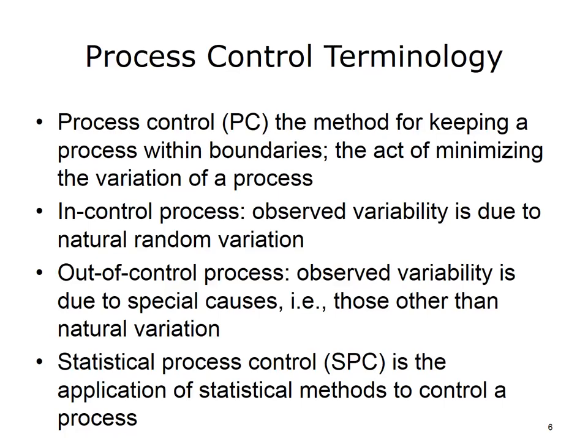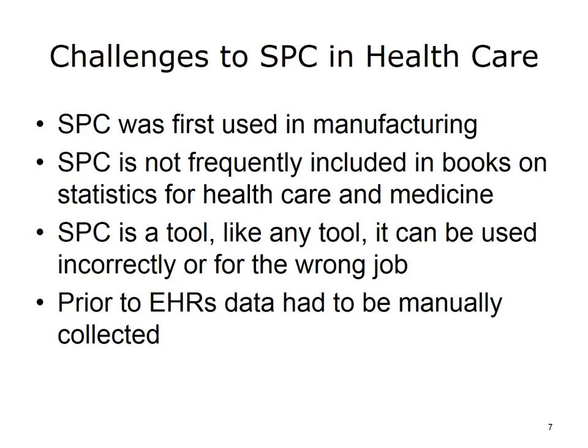The American Society for Quality defines statistical process control, SPC, as the application of statistical techniques to control a process. The term SPC is often used interchangeably with the term statistical quality control, SQC. SPC is increasingly being applied in healthcare. SPC was developed and first used in manufacturing.